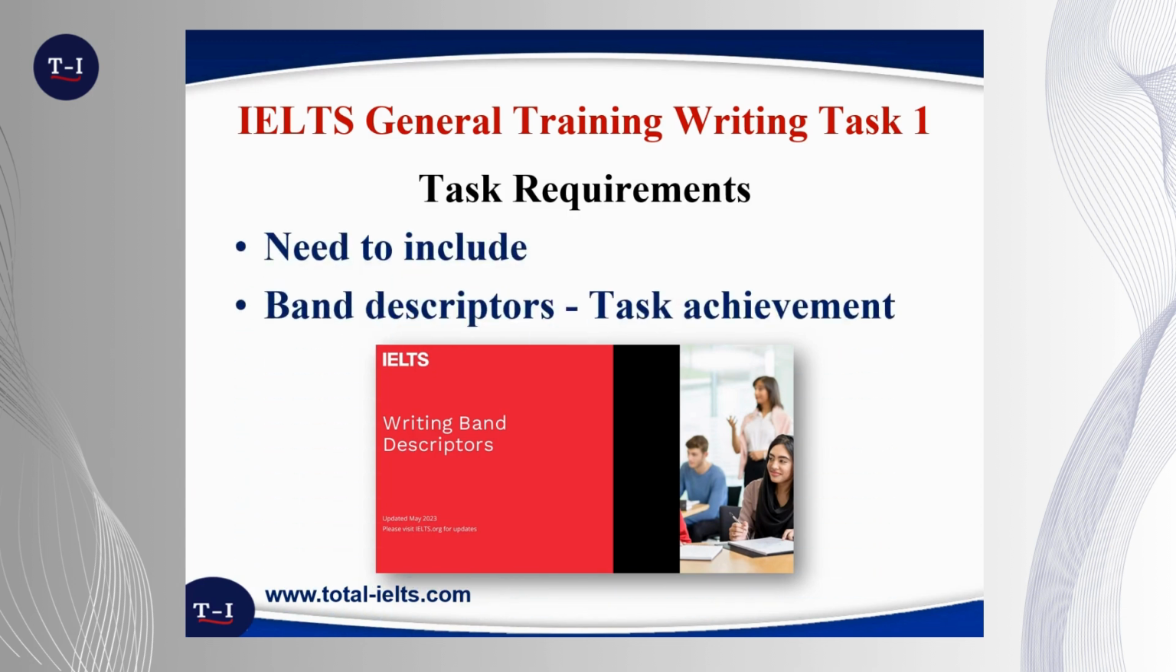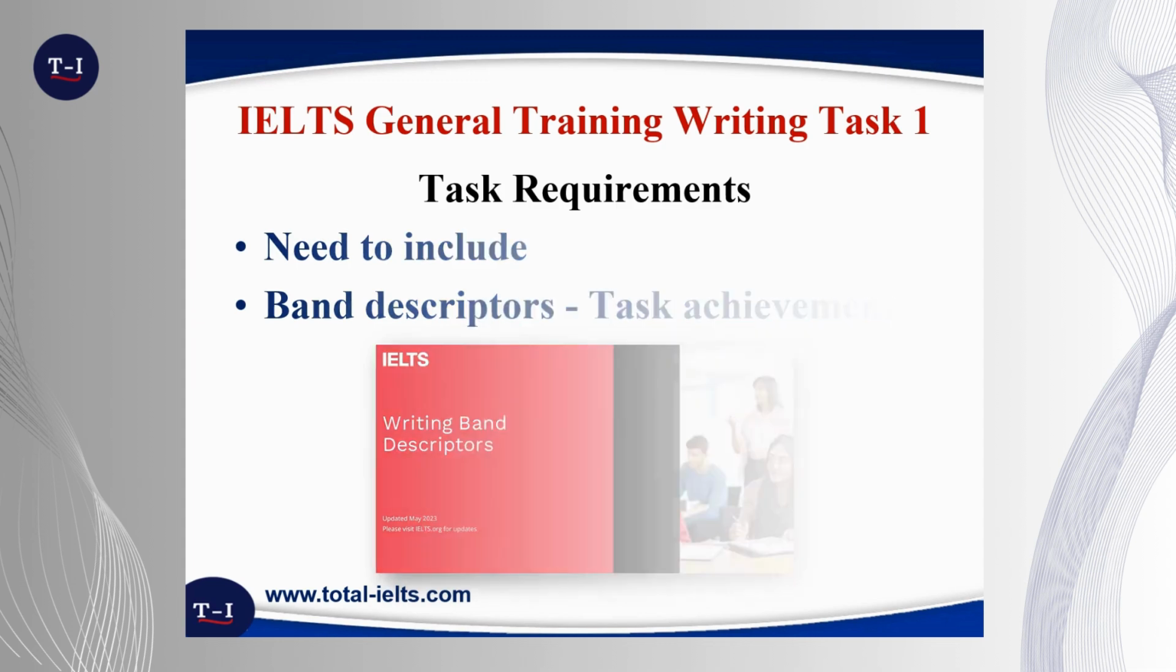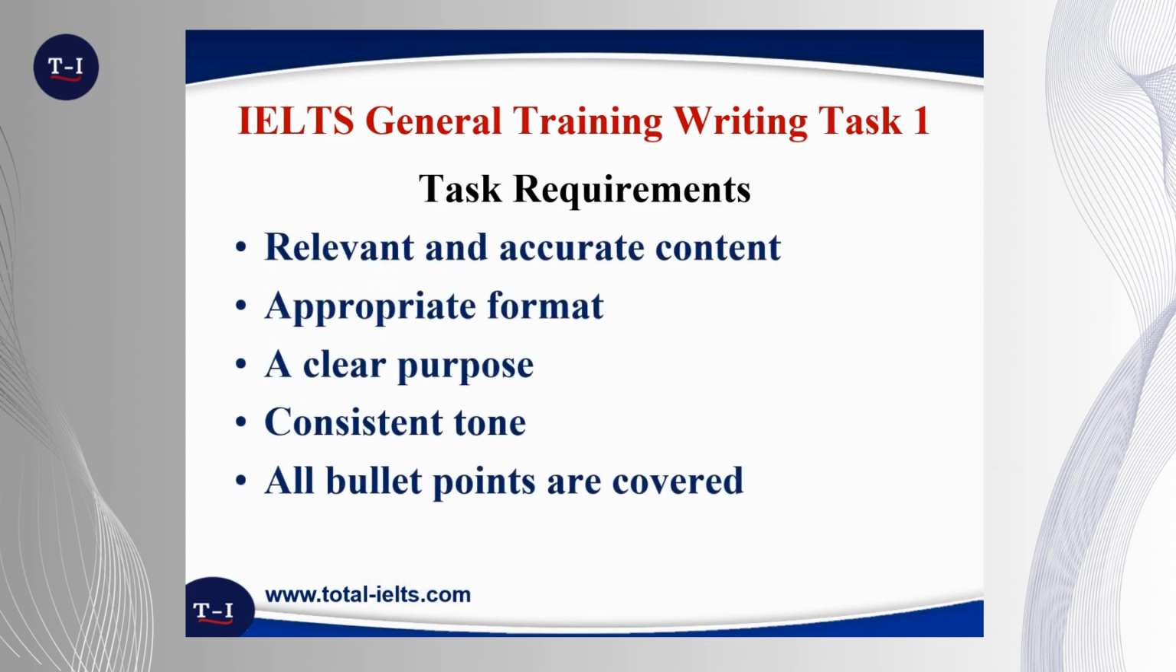Let's kick off with task requirements. In other words, what you need to include in your letter. Now, these are no great mystery and they're all in black and white in the public band descriptors task achievement criterion. And they are relevant and accurate content, appropriate format, a clear purpose, consistent tone, and all bullet points have been covered.